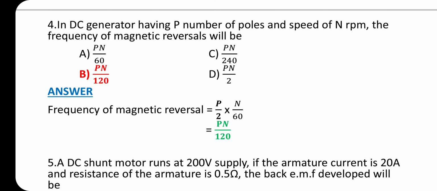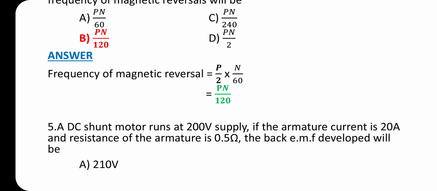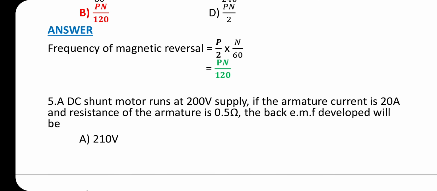Question number 4. In a DC generator having P number of poles and speed of n rpm, the frequency of magnetic reversals will be. Answer option B, Pn by 120. Frequency of magnetic reversal equal to P by 2 into n by 60, which is equal to Pn by 120. That is, frequency of magnetic reversal equal to number of pole pairs into revolutions per second.